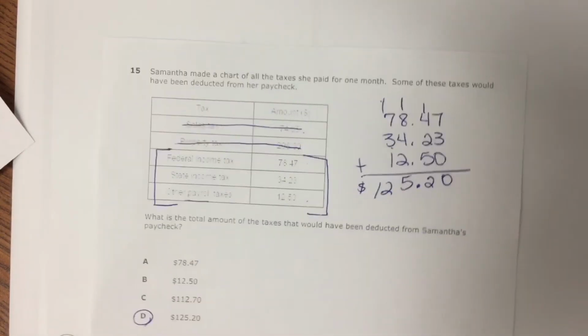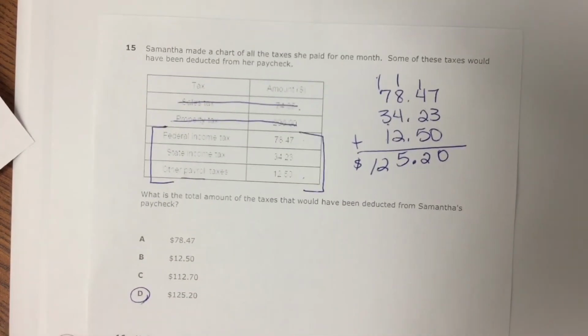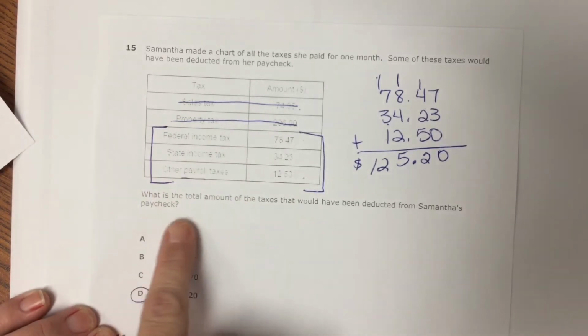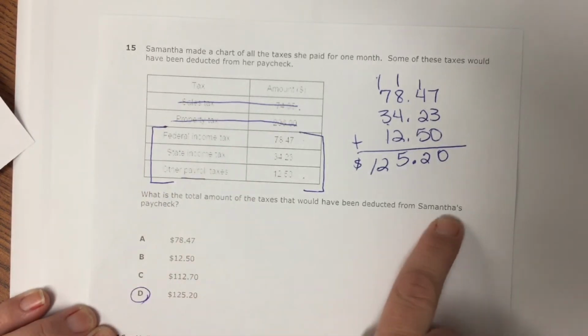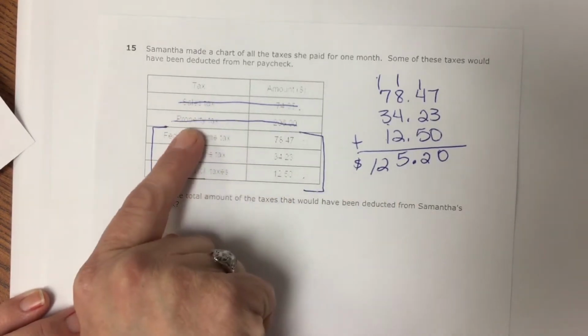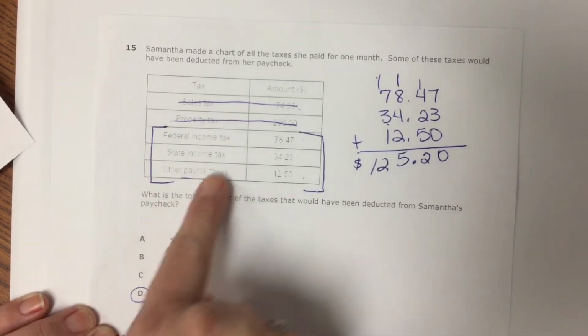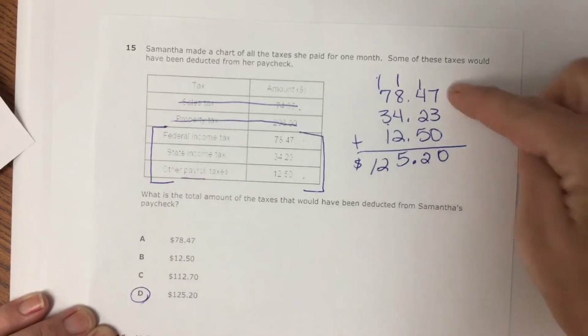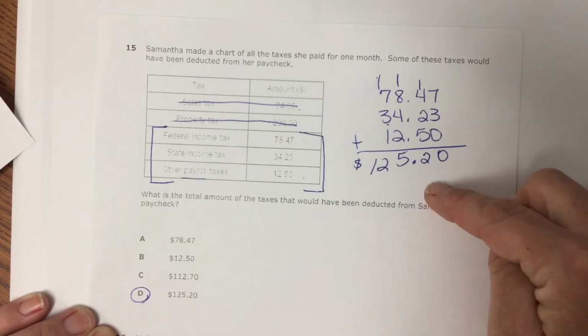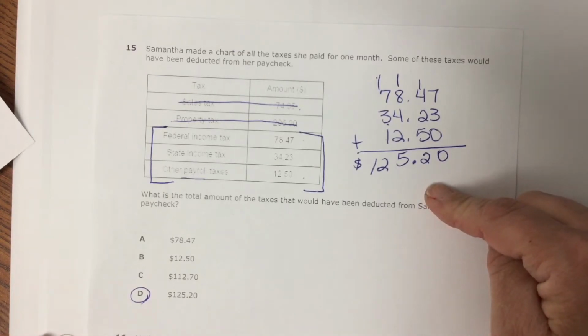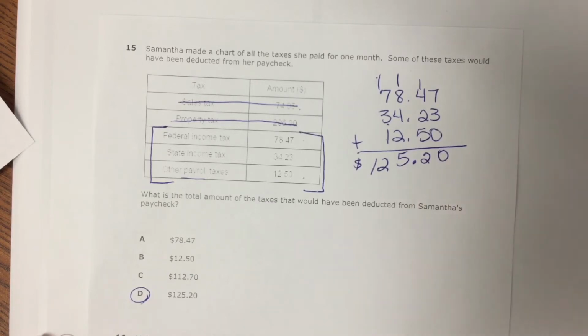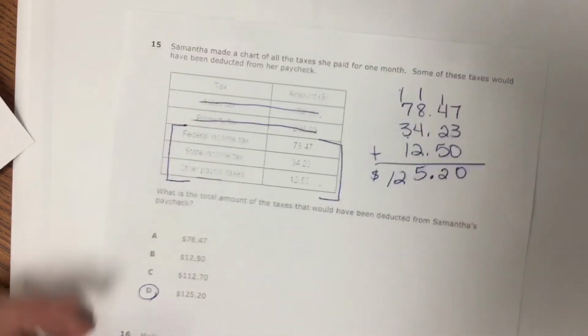All right, I'm going to show you a couple problems that I've already worked out because I did this video earlier, and for whatever reason, it did not save it. So, I'm a little mad about that. Samantha made a chart of all the taxes she paid for 1 month. Some of these taxes would have been deducted from her paycheck. It says, what's the total amount of taxes that would have been deducted from her paycheck? Sales and property tax don't come out of a paycheck. Federal, state, and other payroll taxes did. So, we just added them up. And that's what she paid out of her income, out of her paycheck. Okay? So we just add up to find out what the taxes were.